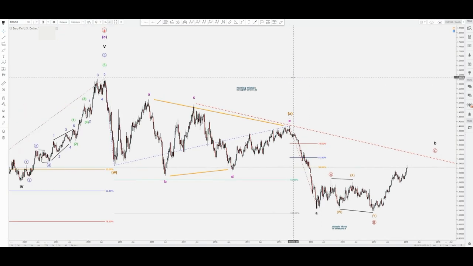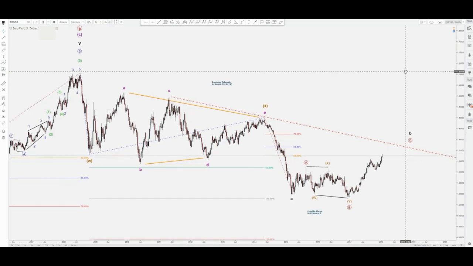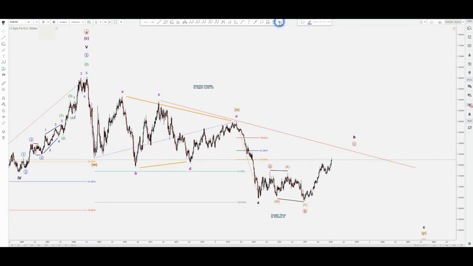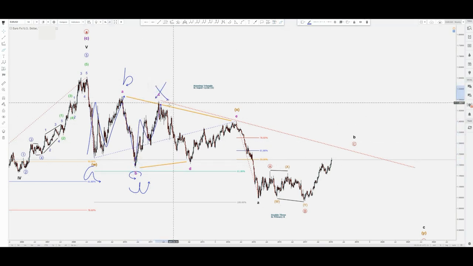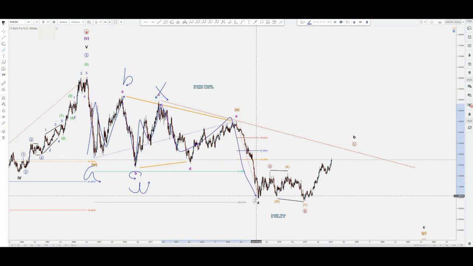So let's see why I'm labeling this corrective structure as such, with a WXY complex structure. So W, X, ABC. This is basically what I'm seeing so far. But the reason behind that, let me walk you through the wave count. If I were to label this as an A, and then I would have an ABC right here as a B, I would be left with a C wave. So either it's a W, but it cannot be an A, because it's a combination. So it's a W. Now, this move on the upside can be an X. But what am I going to do with an A, B, C? So this will be the Y.